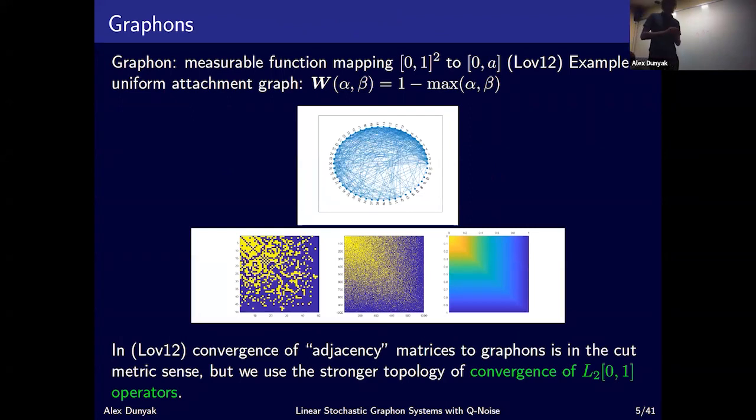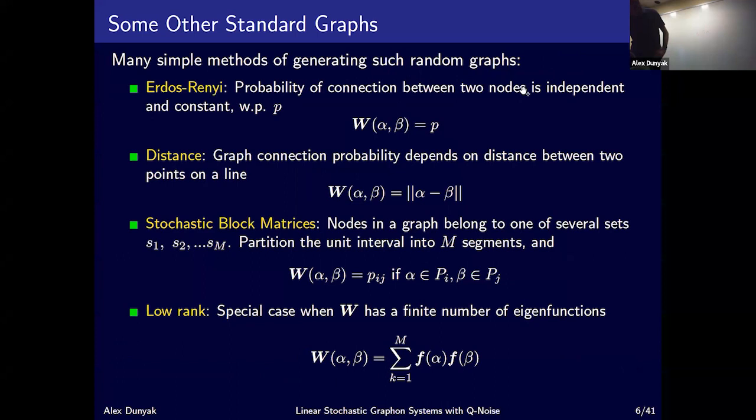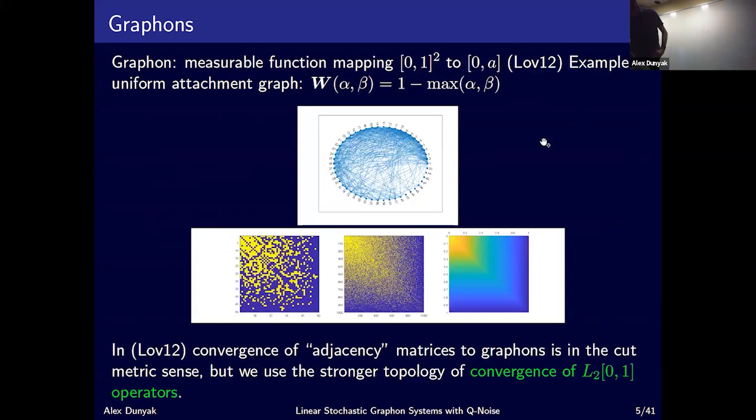Now, the work that our lab's been doing is the use of graphons to address this. Now, graphons are just measurable functions on the unit square, mapping the unit square to some range from 0 to some positive bound. And the example here is the uniform attachment graph, which is a specific type of randomly generated graph sequence, which has a convergent graphon.